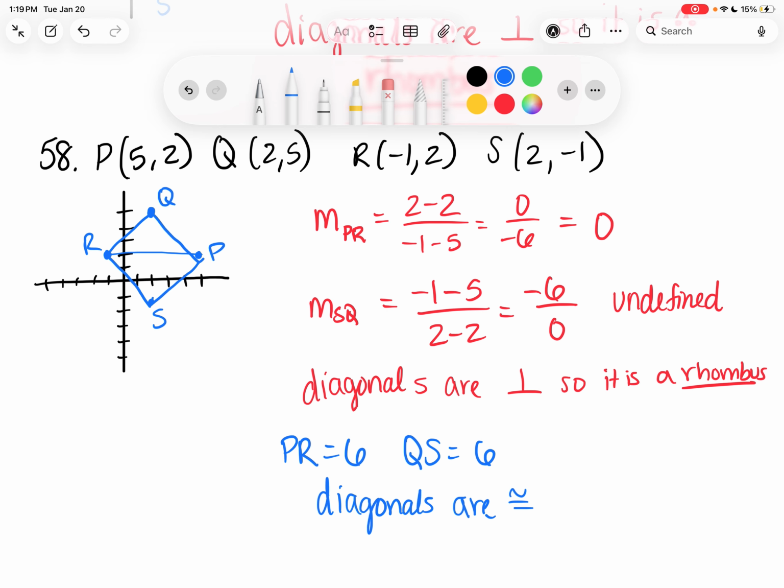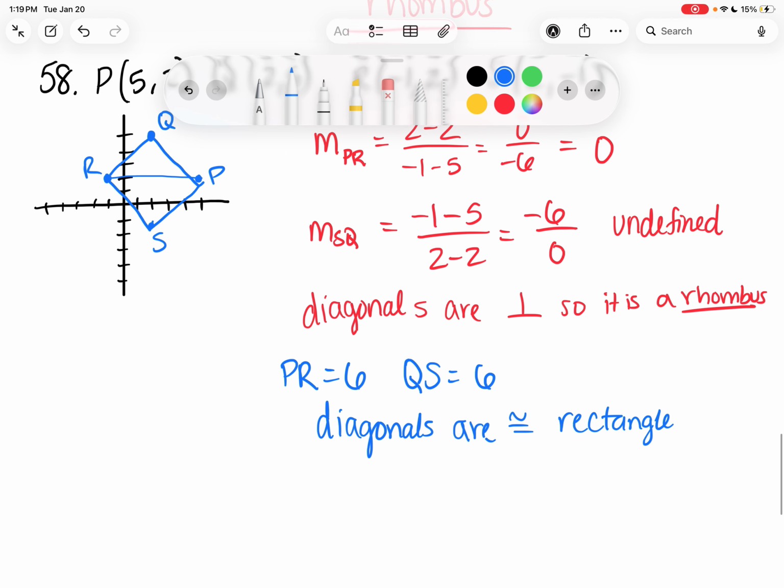So what other thing would I be able to say about this shape? Well, it's a rectangle, technically. I'm just trying to figure out what shape it is. Diagonals are congruent, so it's a rectangle. But then I have the thing called the square corollary. I'm not going to write the whole thing out, but it says that a quadrilateral that is a rhombus and a rectangle is a square. So that means that this is a square.